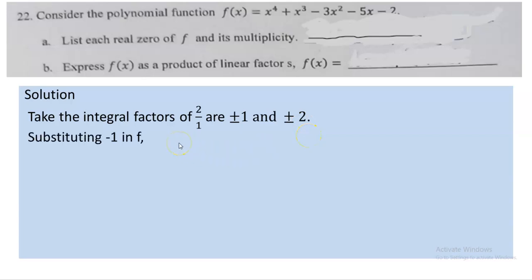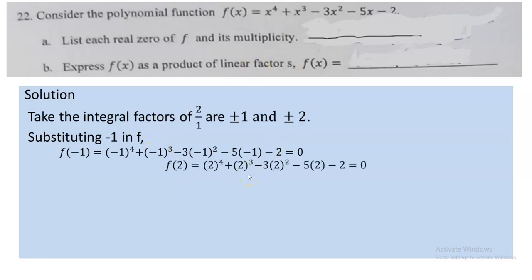When you substitute minus 1 in f, it will be 0, as you see. Minus 1 makes this 0. And again, if you substitute 2, you see it makes 0. Once you know these two, the rest can be easily obtained by using the factor theorem, right? So if minus 1 makes 0, x plus 1 is a factor. If 2 makes 0, x minus 2 is a factor. So the product x plus 1 times x minus 2 is also a factor of f.